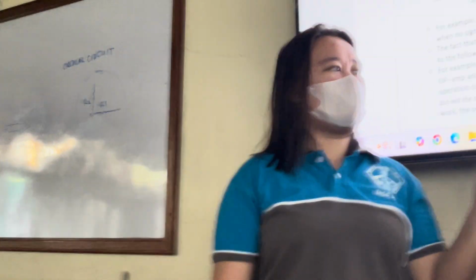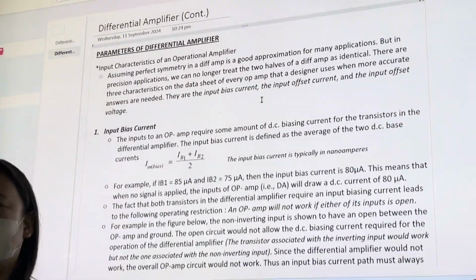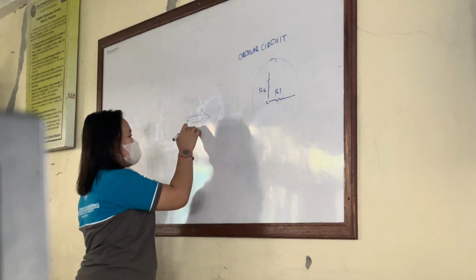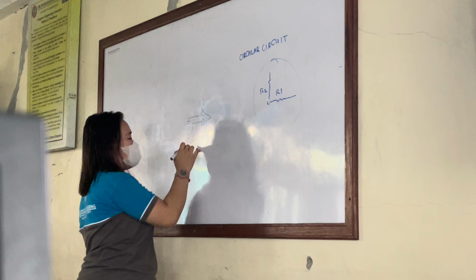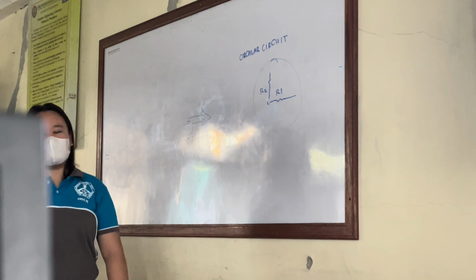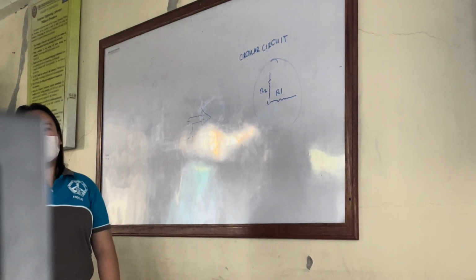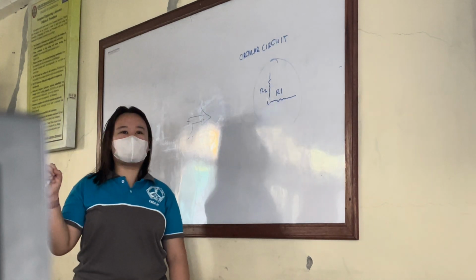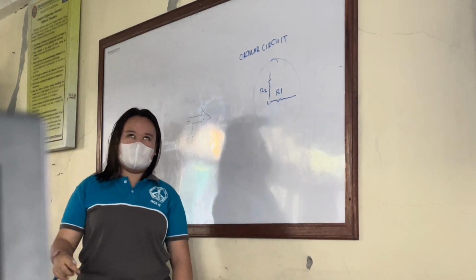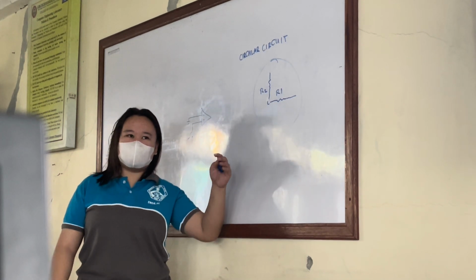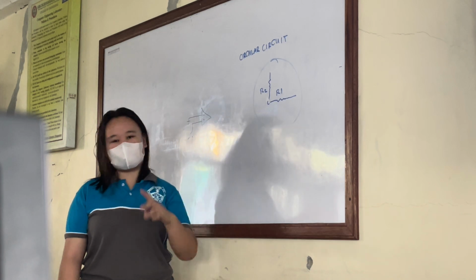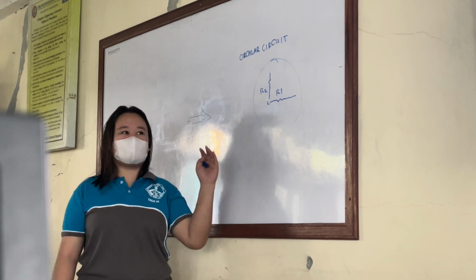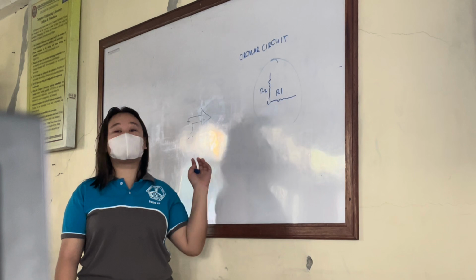An op-amp will not work if either of its inputs is open. For example, one is grounded and the other is open. A student asked whether DC means forward bias. DC is direct current. There are two types of biasing: forward bias and reverse bias. But this is just direct current; it is not forward or reverse.